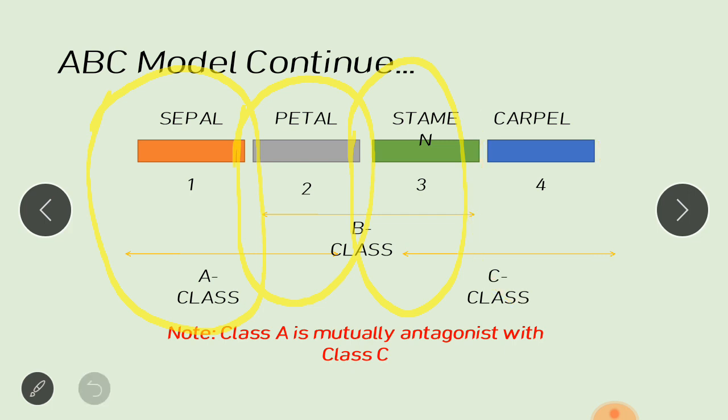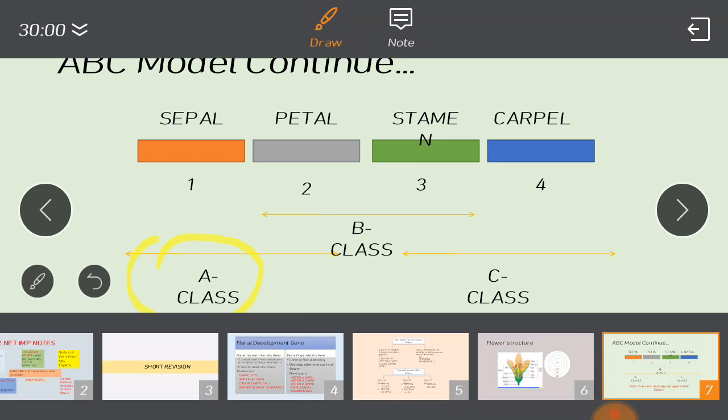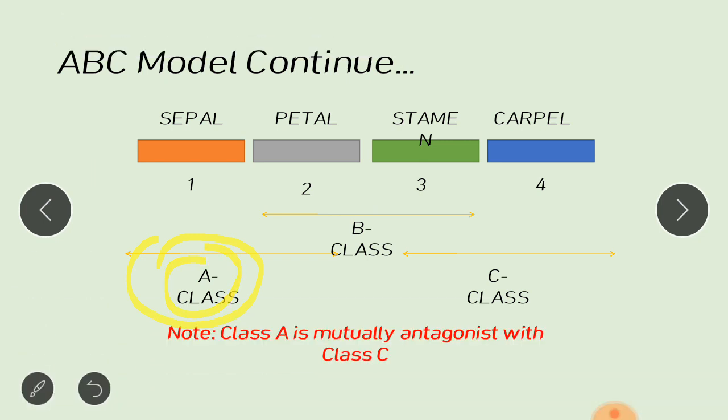Now you have to note one thing: if class A is mutated, it is antagonistic with C, and C is antagonistic with A. It means if class A is mutated, in the place of A there will be a presence of C. For example, if there is a mutation in class A, then class C is present, so C plus B, C plus B, and C. So it will only express C. The mutation cases we have to see next.